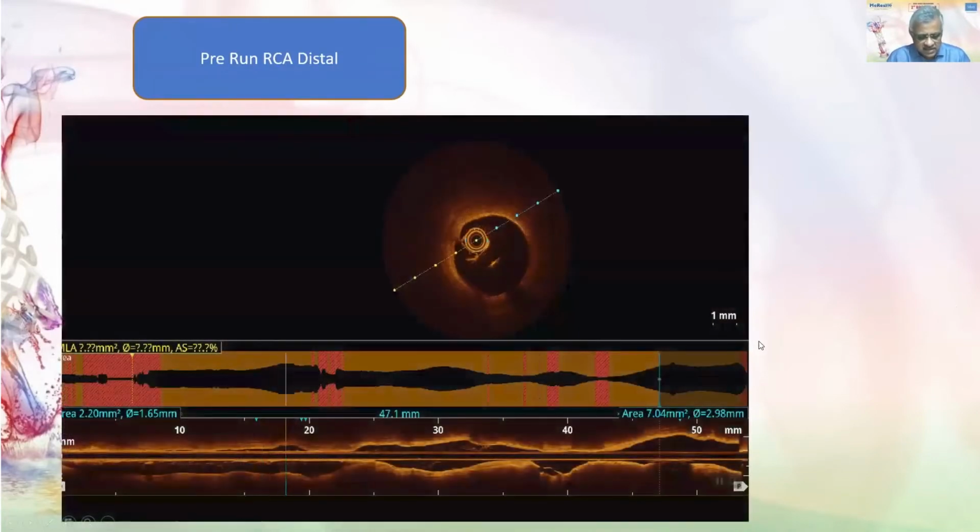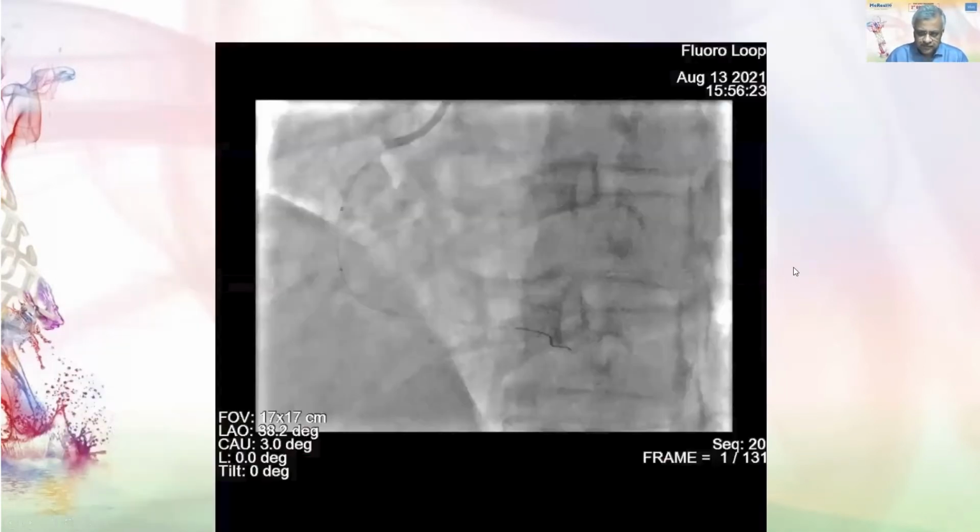This was followed by, this is the pre-run distal RCA. Distal RCA is a very roomy vessel. We decided that we will not go that distally and stick to the proximal part of the lesion. About 30 millimeters is the length of the stent that we planned from this OCT run.